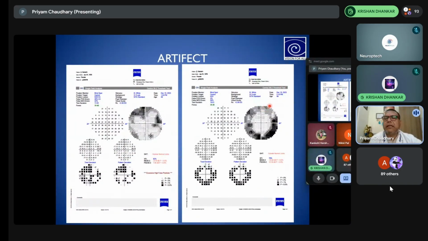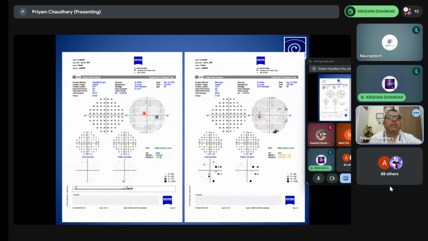Artifact, see here in the periphery, there is the artifact. This is the normal patient. Same patient, we repeat the HVF, so we get both eyes normal.